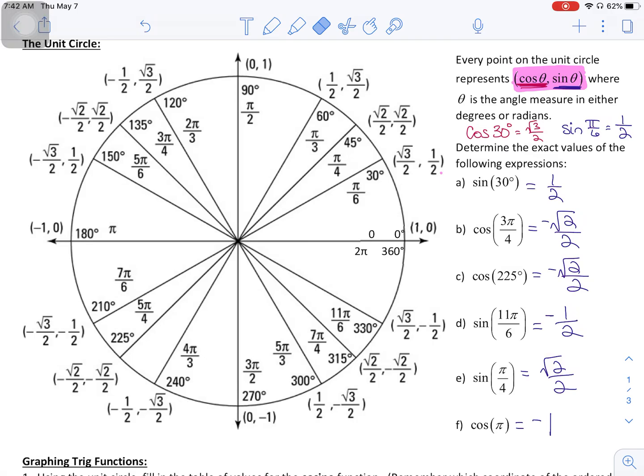Okay, I'm going to go ahead and cut this video. I will make another video moving down into the next part of lesson 4, which is still using the unit circle, but this time we're going to use the unit circle to actually graph the sine and cosine curves.